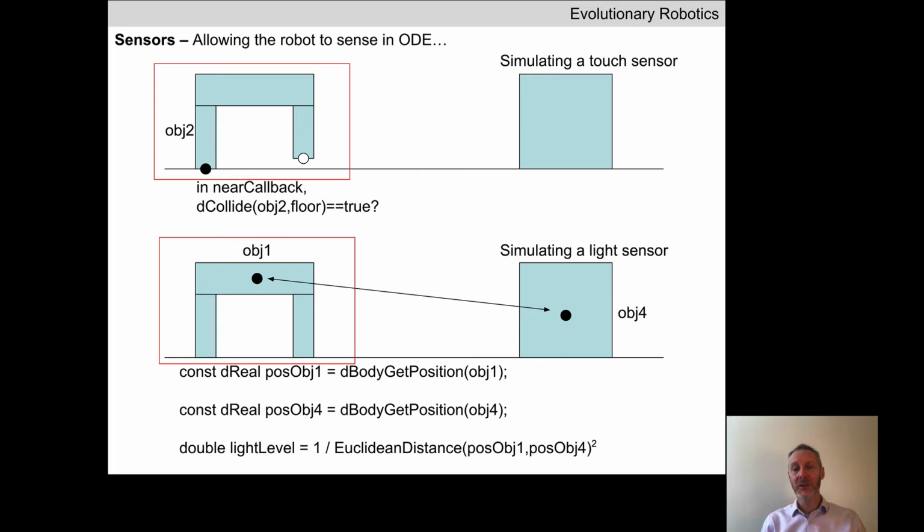So we can create different kinds of sensors, touch or light sensors, by exploiting different parts of the physics engine: calculations that the physics engine has already performed, like collision detection and resolution, or the updating of positions of objects.